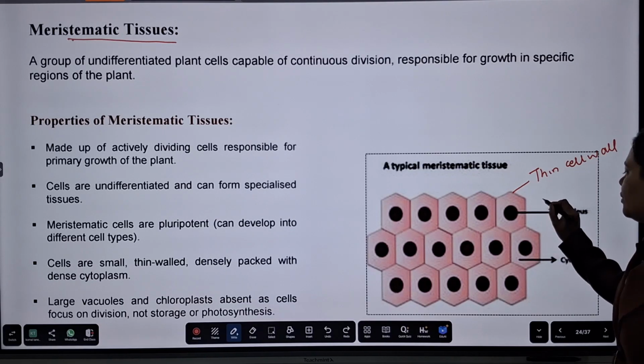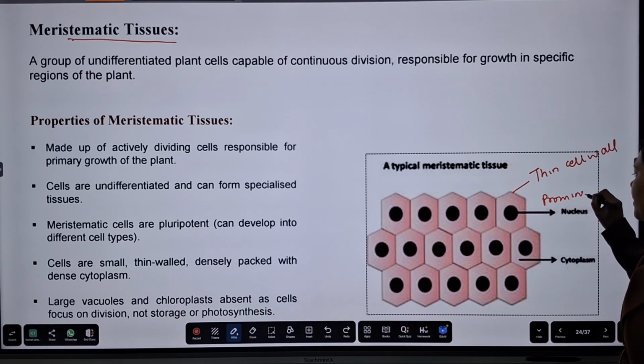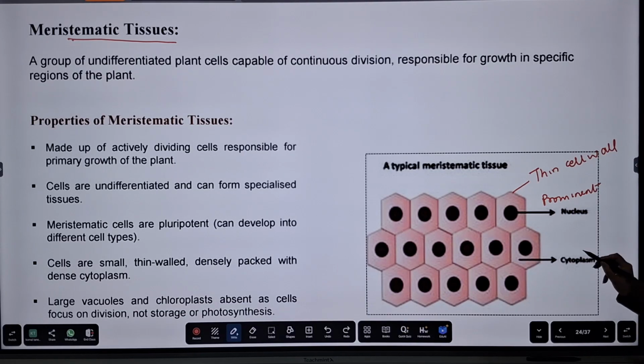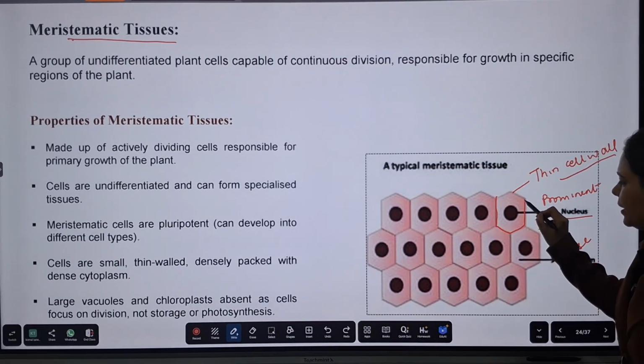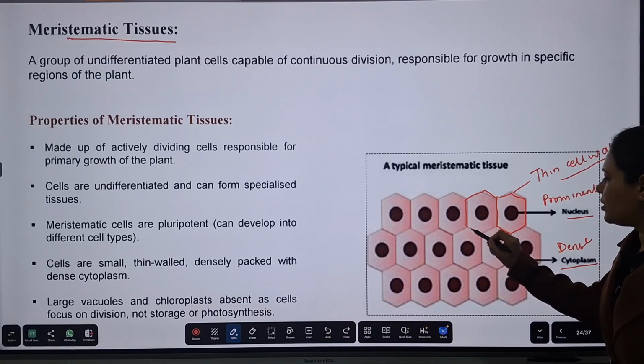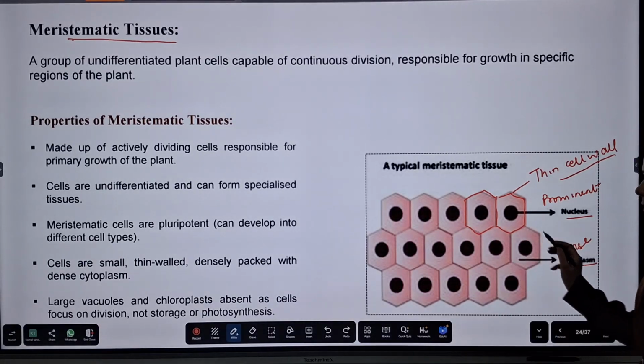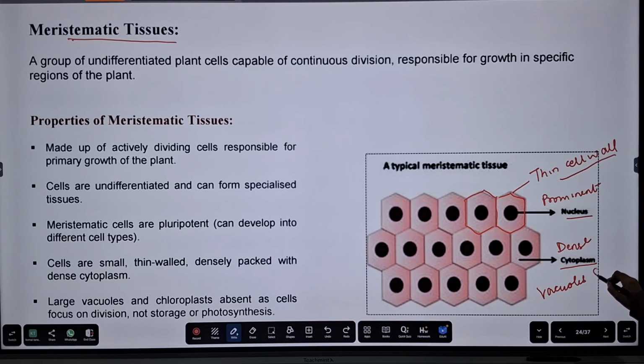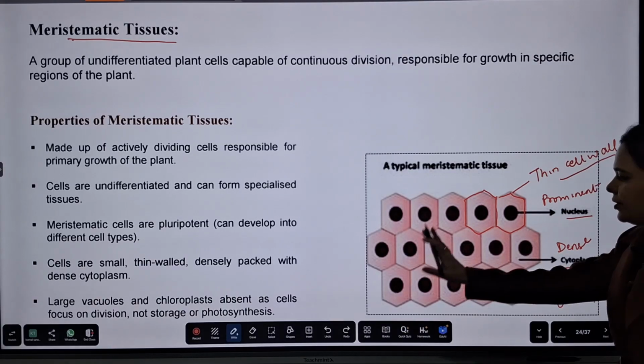A very prominent nucleus is present in the center. The cytoplasm in the cell is very dense. So dense cytoplasm, prominent nucleus, and thin cell wall. And you can see the intercellular spaces between two meristematic cells are not there. There are no intercellular spaces. Vacuoles and chloroplasts are also absent. So this is how meristematic tissue looks.